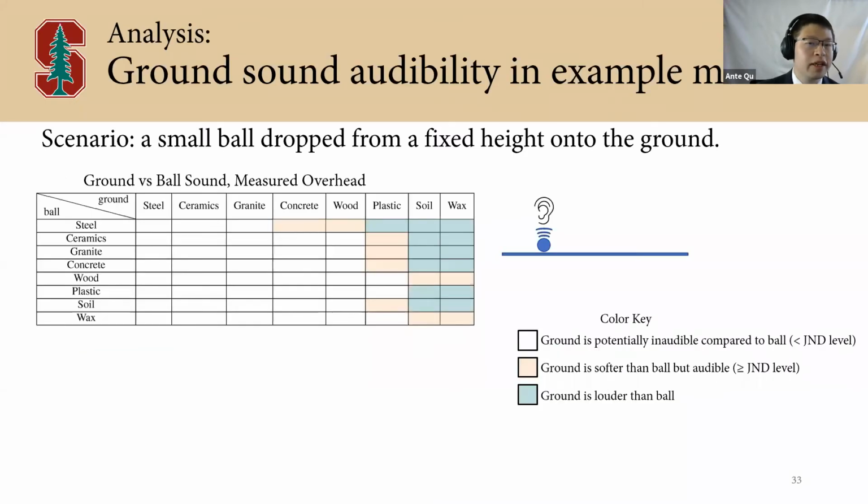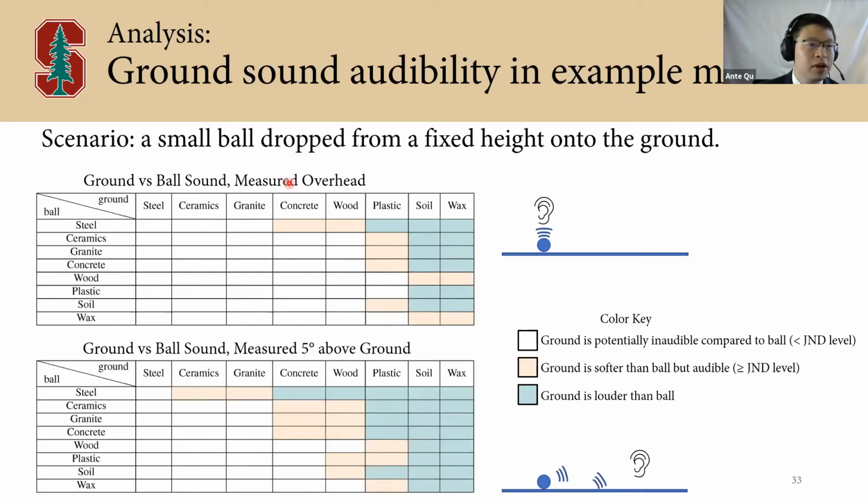So we tested ideal ball ground impact scenarios for 8 different materials. The top table shows what happens when the listening point is overhead. Green means the ground is louder than the ball. Orange or beige means the ground is softer but still audible. And white means the ground is too soft to be heard. The bottom table, however, is when the listening point is much closer to the ground.